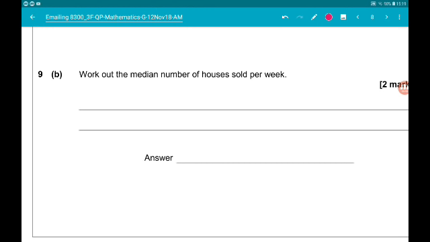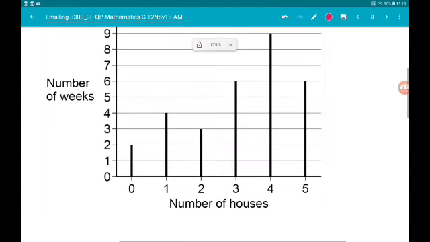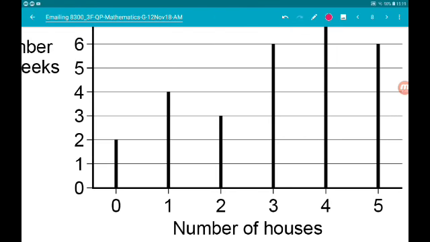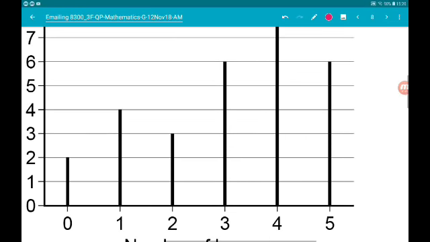So the median is between the 15th and 16th piece of data. So we're not going to write them all out, we're just going to count up the number of weeks until we get to 15. So 0 houses were sold on 2 weeks. Then we got 4 weeks, so that's 6 altogether. Then we got 3, so that's 9. And then we got 6, which takes us up to 15.